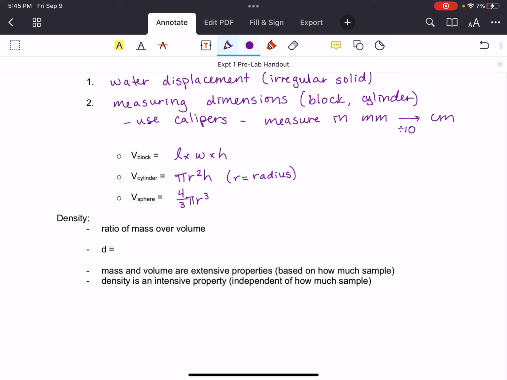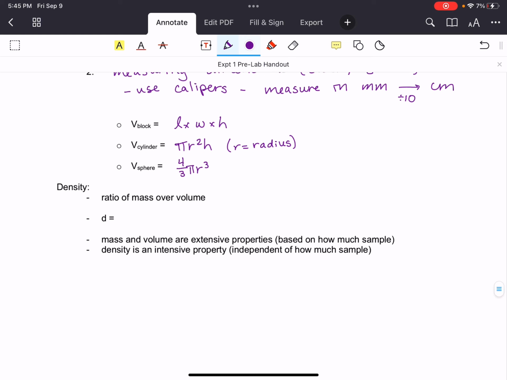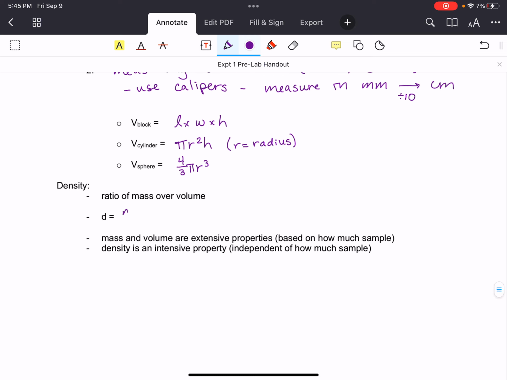Once we've measured the mass and the volume, we are going to calculate the density. The density is the ratio of mass over volume. So, you have a mass, you have a volume, and you just take the ratio, m over v. And this will have units of grams per milliliter or grams per centimeter cubed, depending on which object you measured. These two units are equal because 1 milliliter is equal to 1 centimeter cubed.